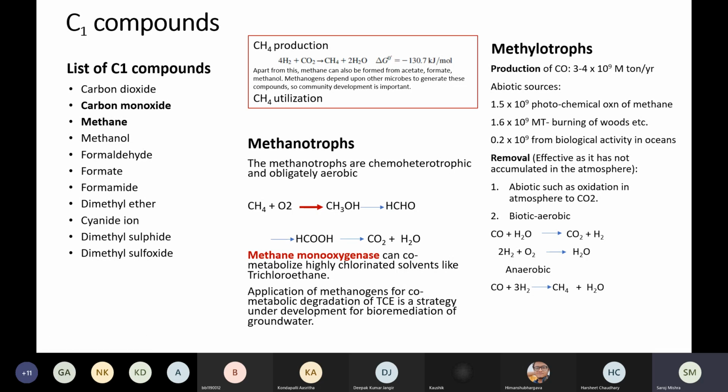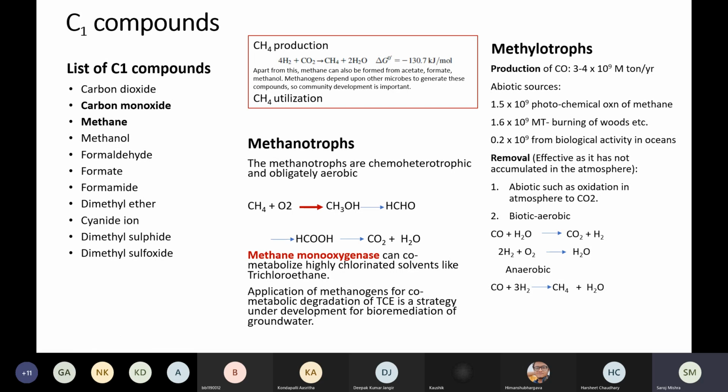Carbon monoxide is also produced in the Earth's environment to the tune of 3 times 10 to the 9 metric tons per year. There are abiotic as well as biotic sources for carbon monoxide. For example, there can be photochemical oxidation of methane, which is non-biological activity, or burning of wood, as it occurs spontaneously, so carbon monoxide is produced. Through biological activity, many metric tons of carbon monoxide are also produced.